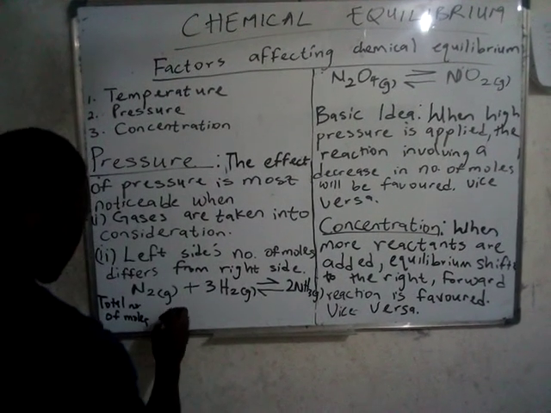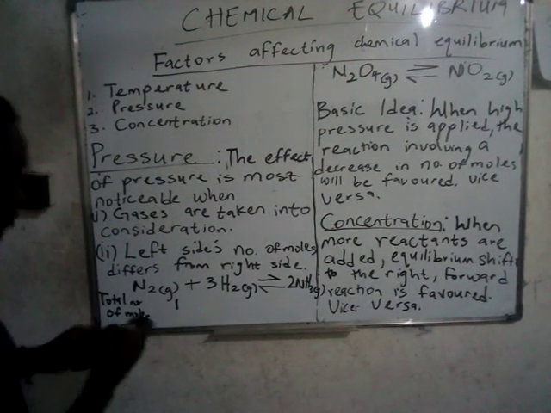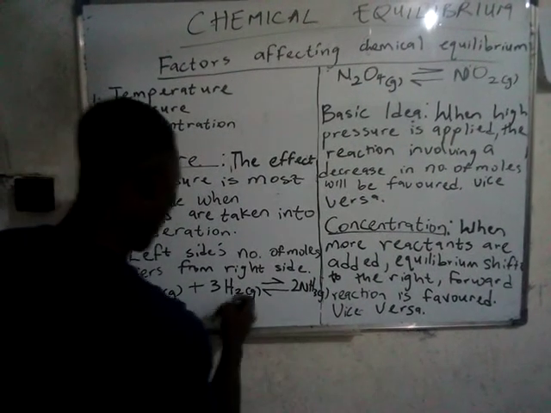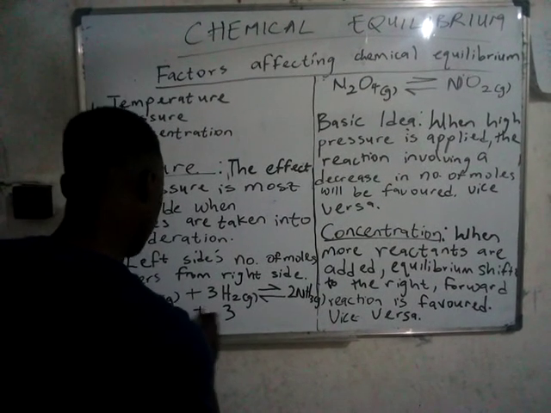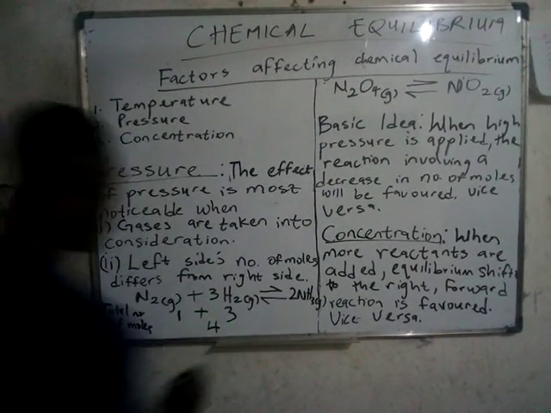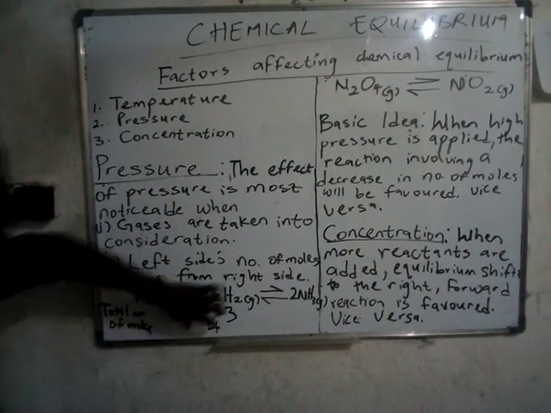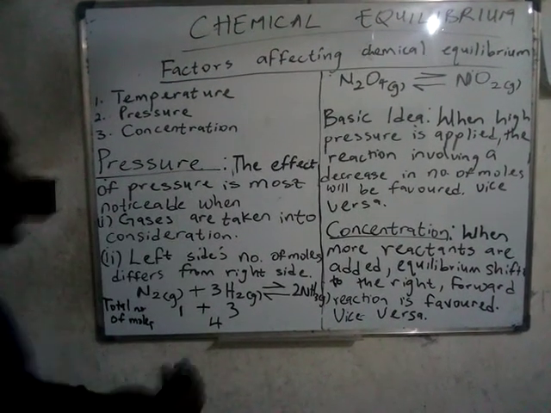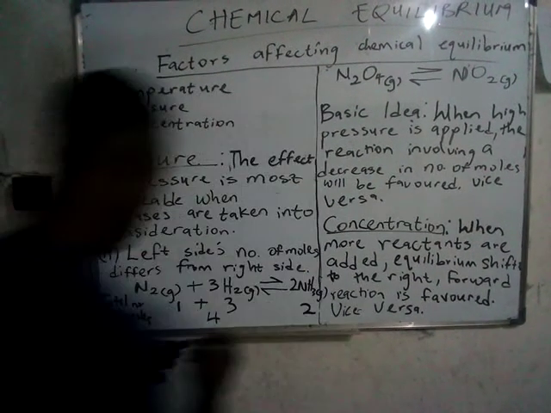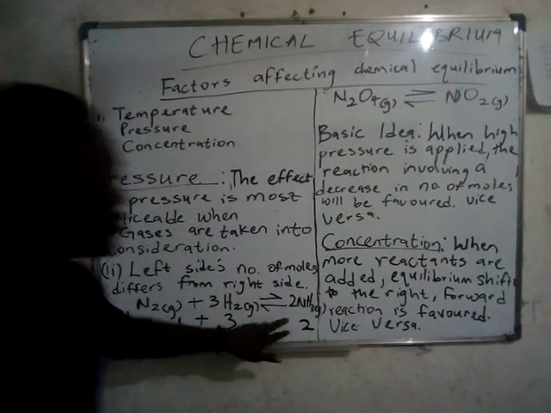So, taking that into consideration, you have 1 mole of nitrogen. For hydrogen, you have 3 moles. So 1 plus 3 is 4. So you have a total of 4 moles of reactants on this side, and then for the product, you have 2 moles, which is ammonia gas.